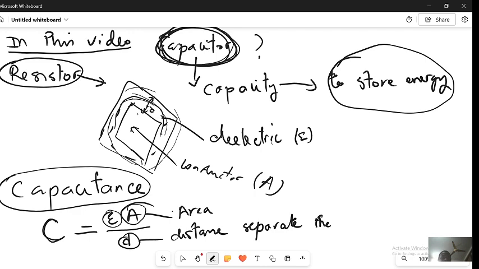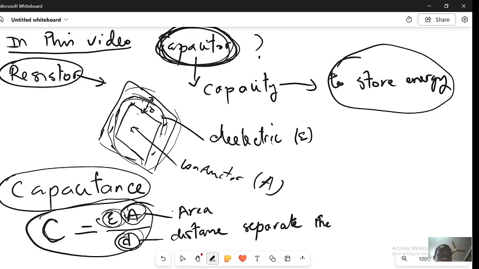If the distance is small, the capacitance will be high. If the distance is big, the capacitance will be small. This means we can vary the capacitance of a capacitor by varying the area of the plates, or the permittivity, meaning the material, or the distance between the two conductors. That is one formula to determine the capacitance of a capacitor.